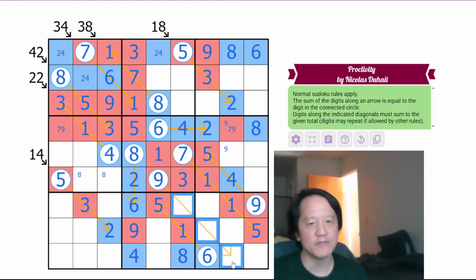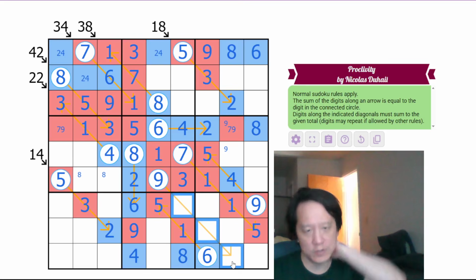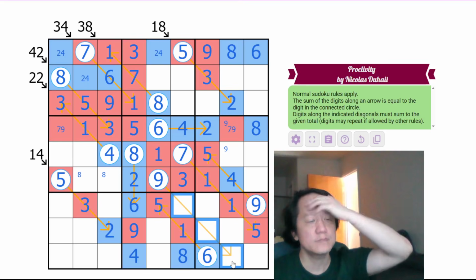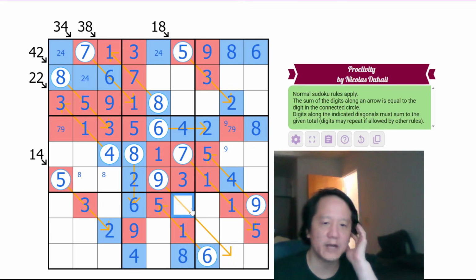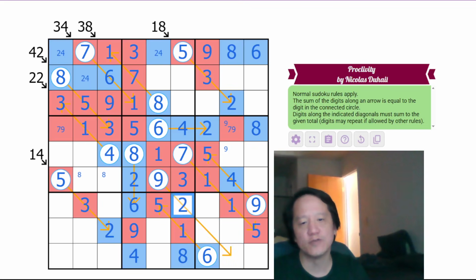These do not have a 1, adding up to 9. This is at minimum 2 and 3, and it can't even have a 2. This is at minimum 3 and 4, which means this is at maximum a 2. So therefore it must be 2. So this is 2. This must be 3 and 4.